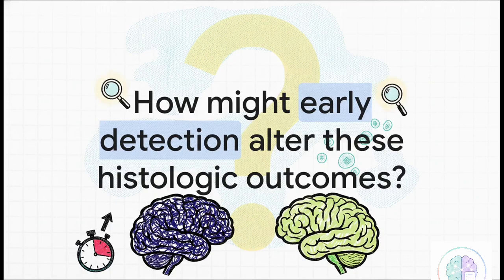So, considering this totally unique collagen scarring process and that devastatingly poor prognosis we see in afebrile newborns, how might early detection interventions alter these irreversible histologic outcomes? The stakes here are incredibly high, and catching it early is absolutely everything.